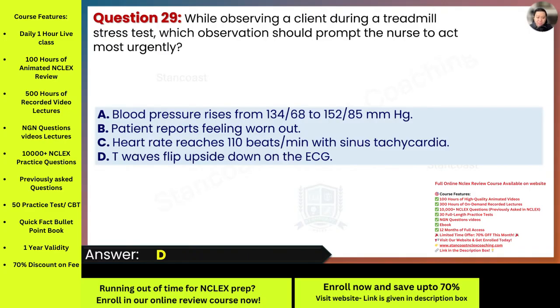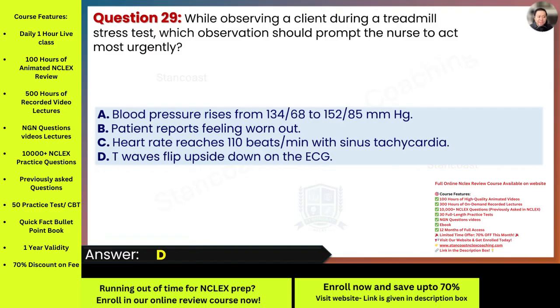coronary artery blockages. And so if this happens, the nurse should stop the test immediately, notify the healthcare provider, and be prepared for emergency interventions like administering O2 or maybe nitroglycerin. So this is the most urgent situation in the list because it indicates that the heart is in distress. And if you fail to act promptly, this could result in a life-threatening situation.